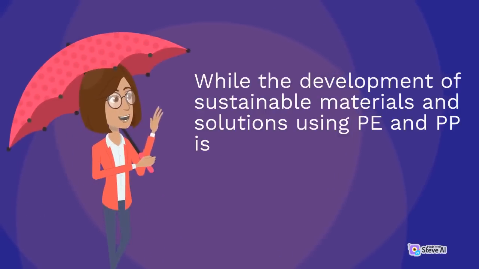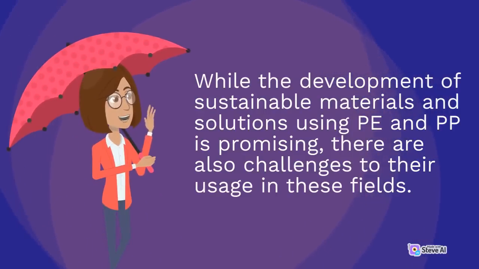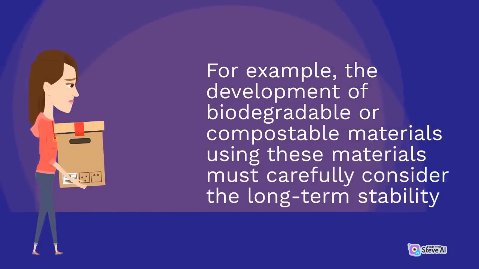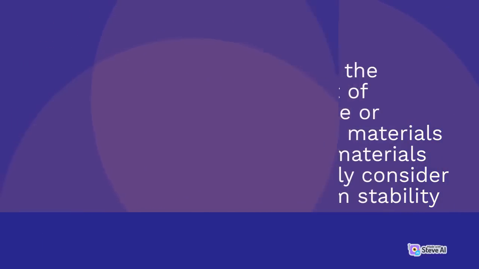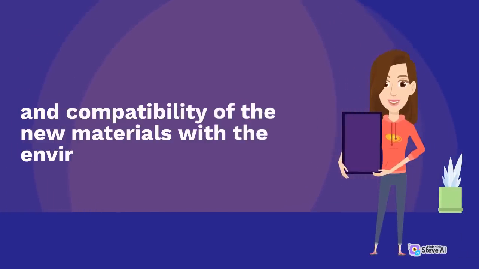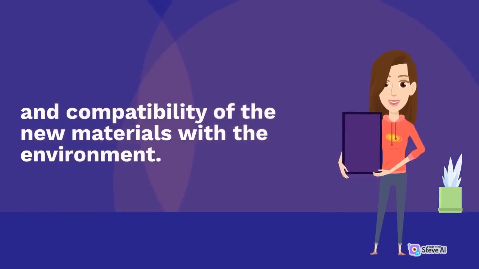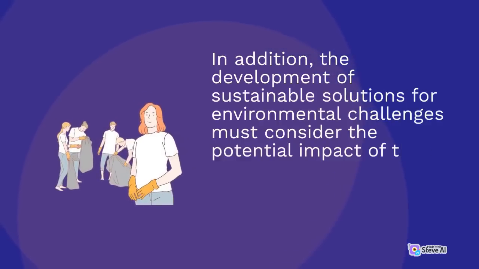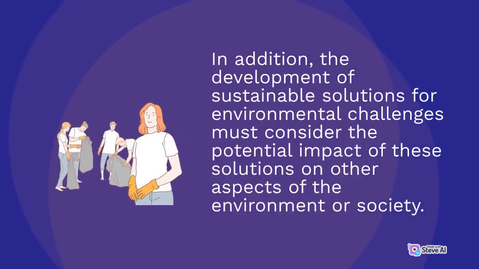While the development of sustainable materials and solutions using P&PP is promising, there are also challenges to their usage in these fields. For example, the development of biodegradable or compostable materials using these materials must carefully consider the long-term stability and compatibility of the new materials with the environment. In addition, the development of sustainable solutions for environmental challenges must consider the potential impact of these solutions on other aspects of the environment or society.